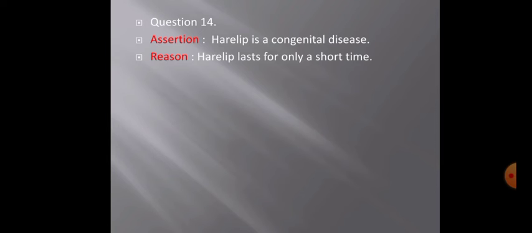Now, the reason: hair lip lasts only for a short duration. No, it will not last for a short duration. It will last for a long duration. So the reason is wrong. Assertion is right. So the answer is C. Yes.